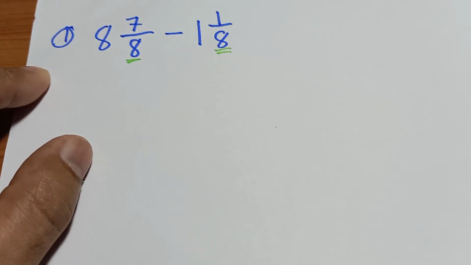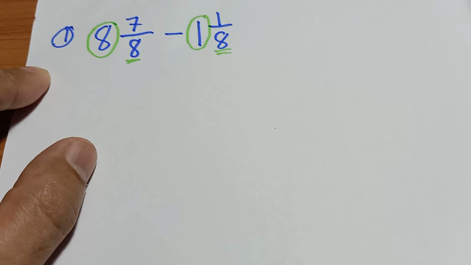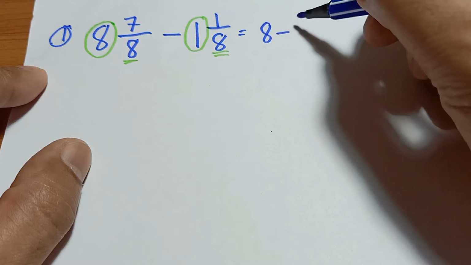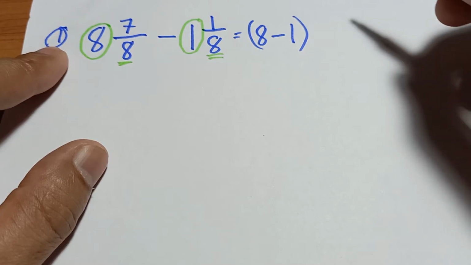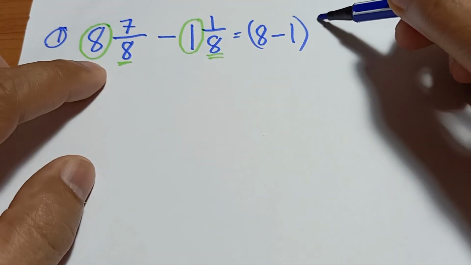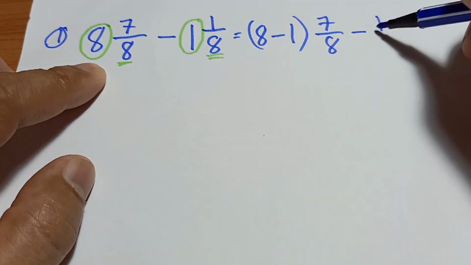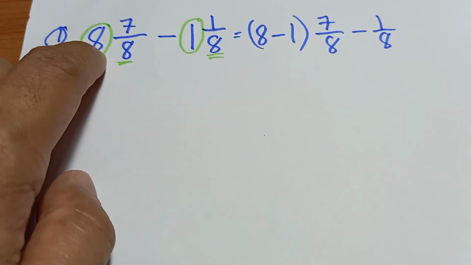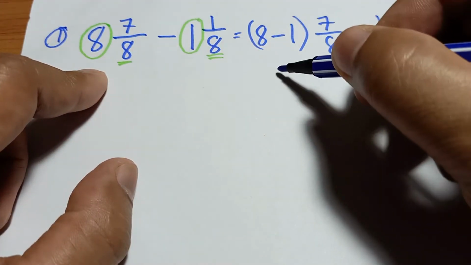So all you have to do is, first step, you're going to subtract the whole numbers, 8 minus 1. We can put brackets to separate them, and then just copy 7 over 8, minus 1 over 8. So what we did, we just separated 8 minus 1. 8 minus 1 is 7.